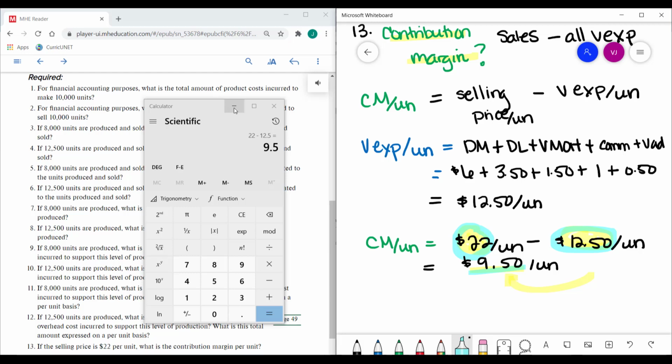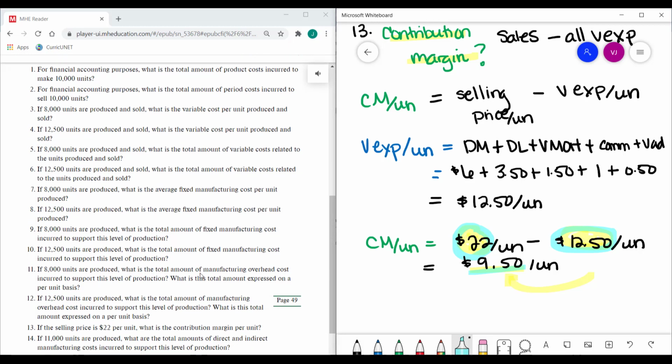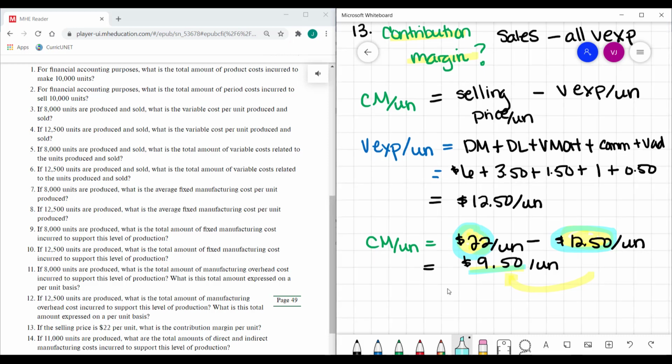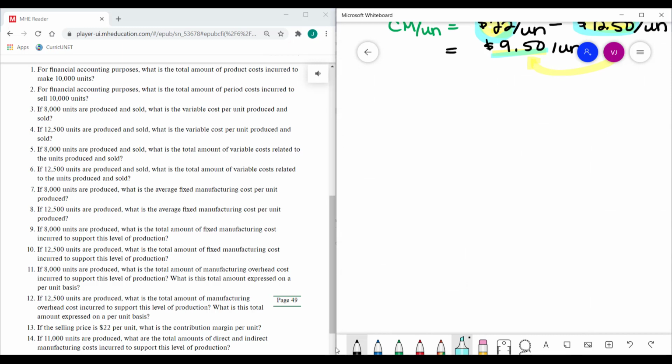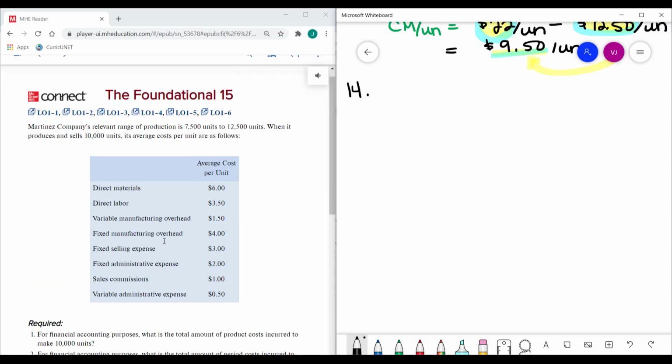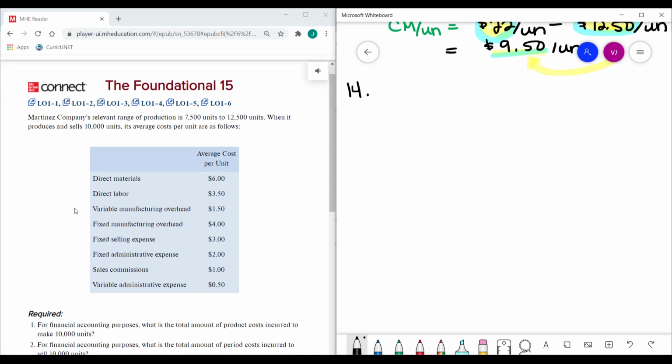Okay. All right, on to the next one, number 14. If 11,000 units are produced, what are the total amounts of direct and indirect manufacturing costs incurred to support this level of production? All right, so now we're looking at the classification of direct versus indirect manufacturing costs. So when we look at this list, where did we say it stops for manufacturing costs? We said that manufacturing costs are made up of direct materials, direct labor, variable overhead, and fixed overhead, right? Those are all manufacturing costs.